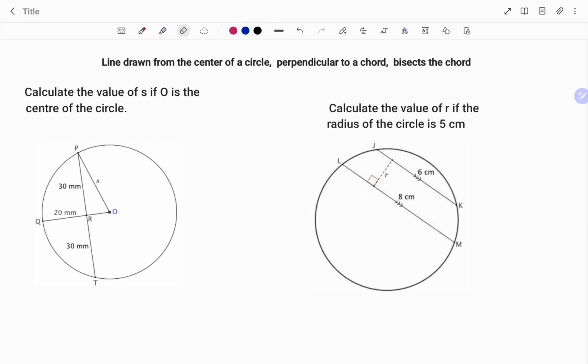In this video, I'm going to solve the following examples under the circle theorem that states that the line drawn from the center of a circle, if perpendicular to the chord, bisects the chord.